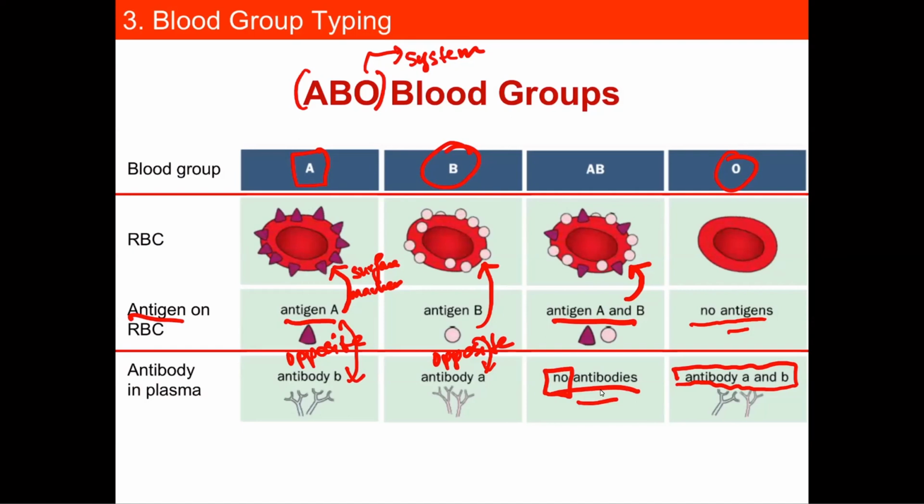Please take note also where these things are found. Antigen is found on the red blood cell, and the antibody is found in your plasma.